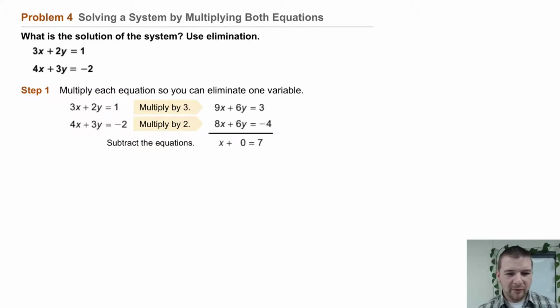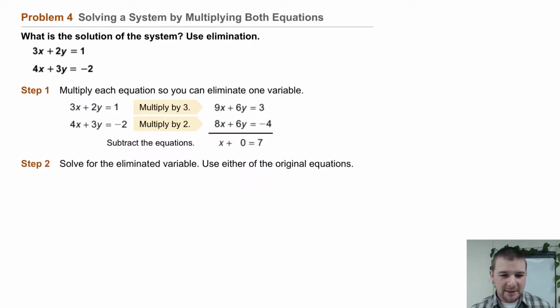Since we have the same number of y's, we need to subtract the second equation from the first. 9x minus 8x leaves us with x. 6y minus 6y leaves us with 0. And 3 minus negative 4 equals 7.